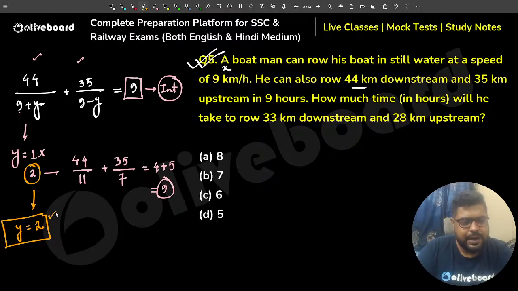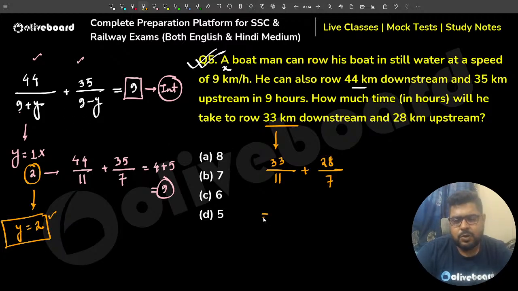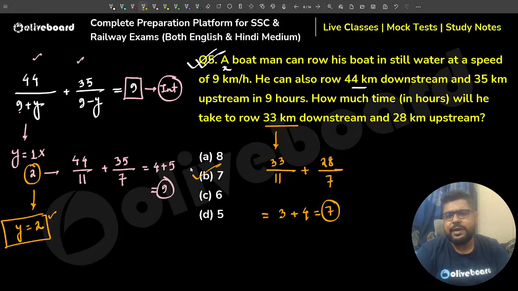Y value over here is 2. Now they are asking how much time it will take to do this. 33 downstream. Downstream speed is 9 plus 2, 11. Upstream speed for 28 will be 9 minus 2, which is 7. So this will be 3 plus this is 4. Total will be 7 hours, sir.